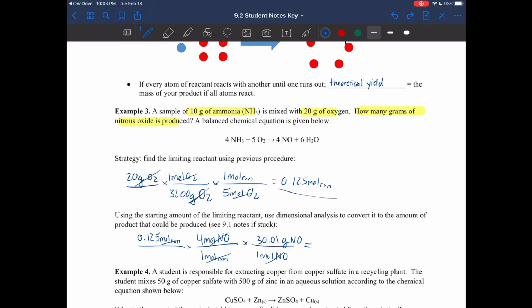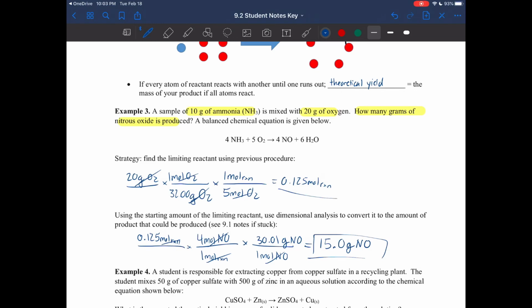So in my calculator, I'm literally just going to do 0.125 times 4 times 30.01. And I am getting a very nice, very clean 15.0 grams of NO that could be produced in theory. That's a theoretical yield.